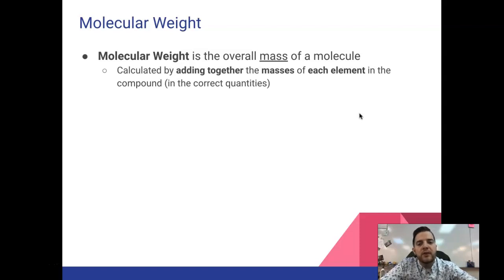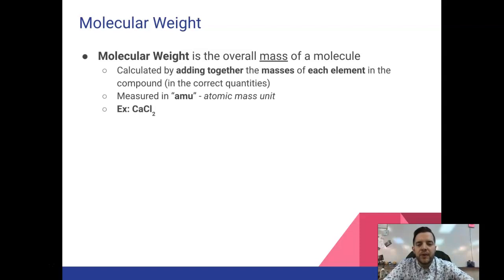So calculating molecular weight is adding together the masses of each element in the compound, making sure you have the correct quantities. In the example I just used, I said carbon and hydrogen. Well, if there were 4 hydrogens, then I would add the mass of hydrogen 4 times plus the mass of carbon. It is measured in AMUs because this is the mass unit we use for atoms specifically. It's the mass of a proton or a neutron. So by adding and subtracting neutrons, etc., that's the simplest way to adjust the mass of an atom. And so it is measured in the atomic mass unit, or the mass of one of those particles.